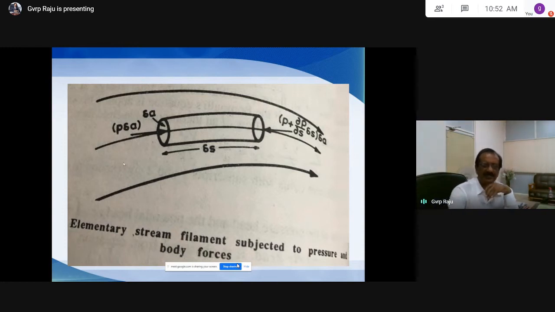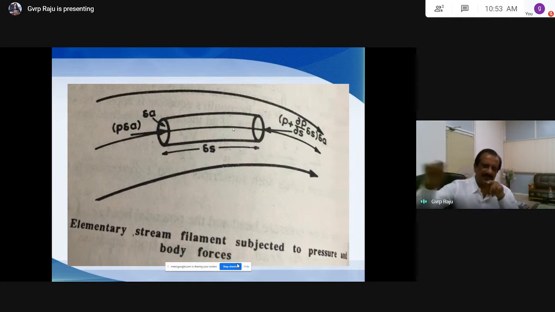Suppose you see here, this is a stream tube or streamline. Before starting the derivation, one should know what exactly is meant by a streamline. A streamline is a line drawn in the flow field; take a point on the streamline. If you draw a tangent, that gives the direction of velocity. The streamlines give the directions of velocity of different fluid particles at a particular time.